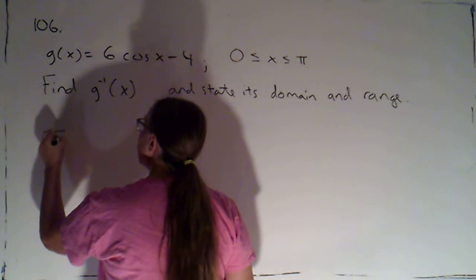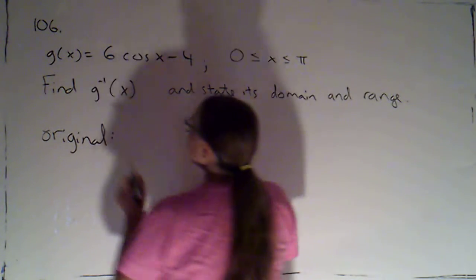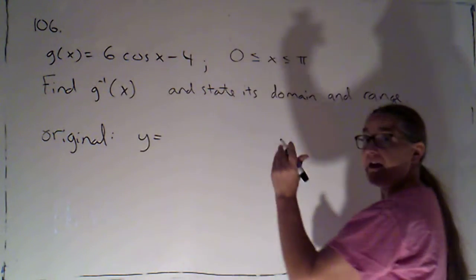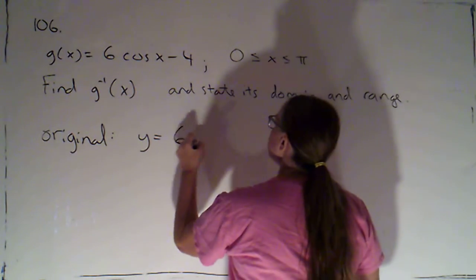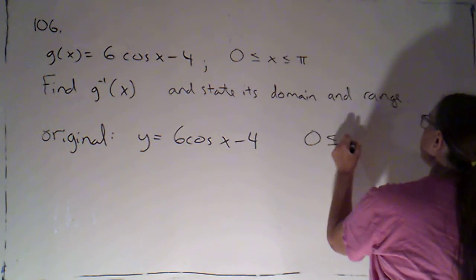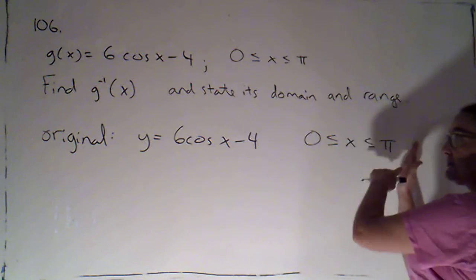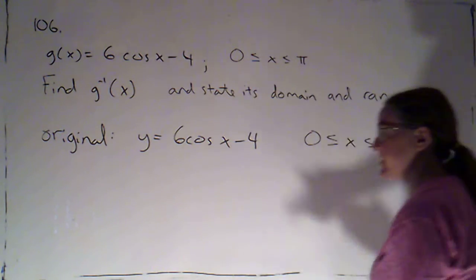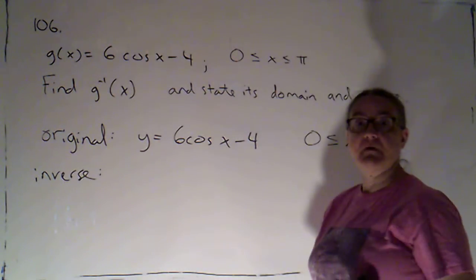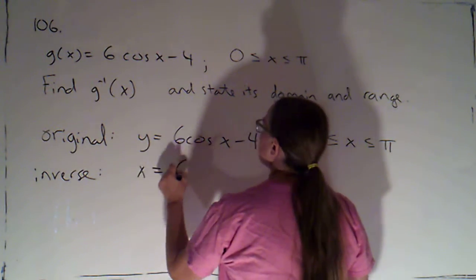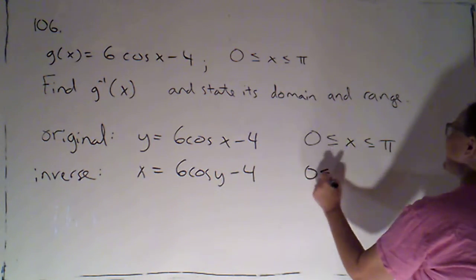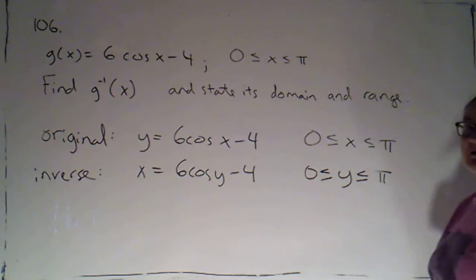I'm going to write out the original function, but instead of using function notation, I'm going to write it in terms of x's and y's. So instead of writing g of x, I'm calling that y equals 6 cosine x minus 4, with this restriction that 0 is less than or equal to x is less than or equal to pi. That is part of the definition of g. So then I can write the inverse function by simply switching the roles of x and y. So x would equal 6 cosine y minus 4, and 0 is less than or equal to y is less than or equal to pi.